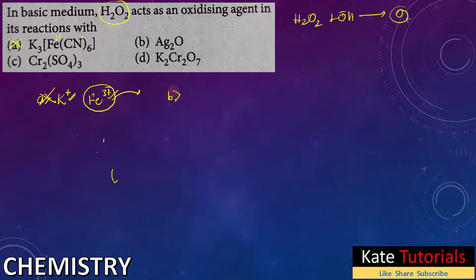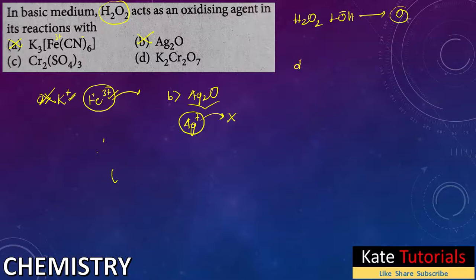Talking about B. In B, if you see Ag2O, it means what? Silver is in the plus oxidation state, right? So this Ag plus is the maximum oxidation state of silver. It can't be further oxidized, so no further reaction. So B can't be used. We can't use H2O2 to oxidize this Ag2O.